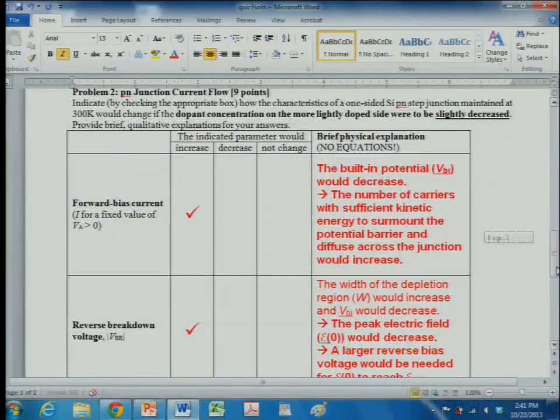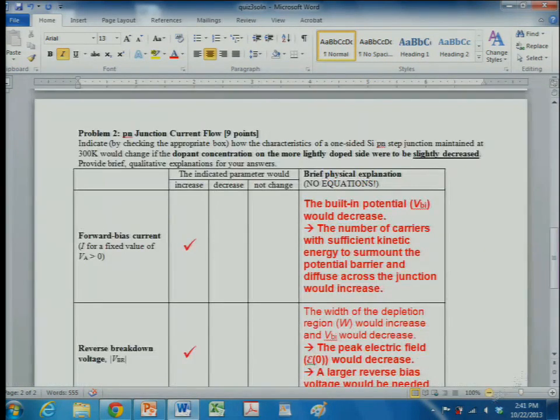So this is a new type of question, but basically to cover current, to make sure you understand how current flows and how displacement current flows in a PN junction.